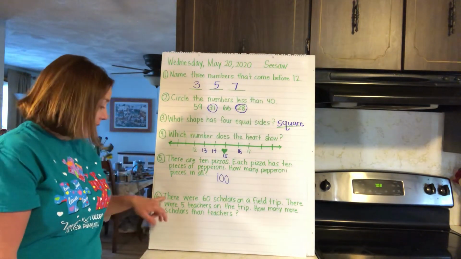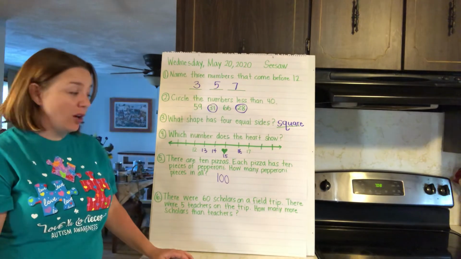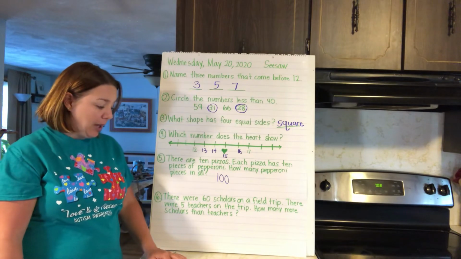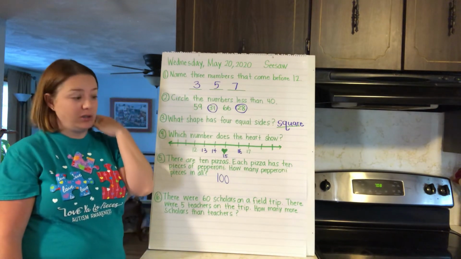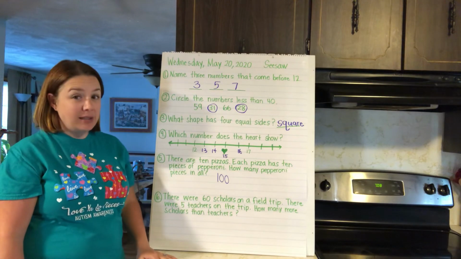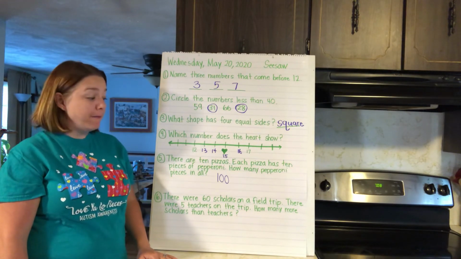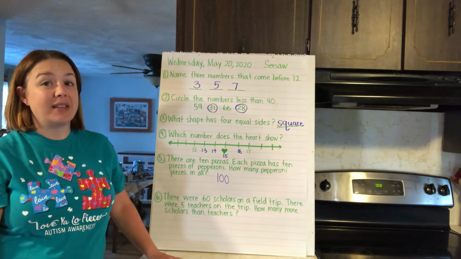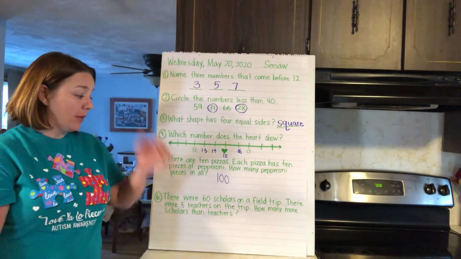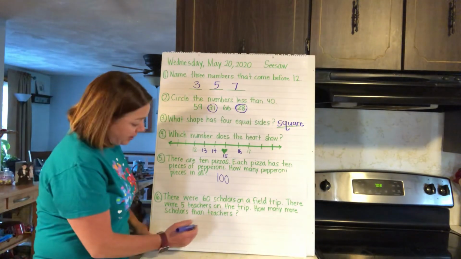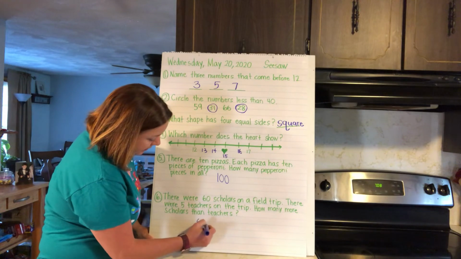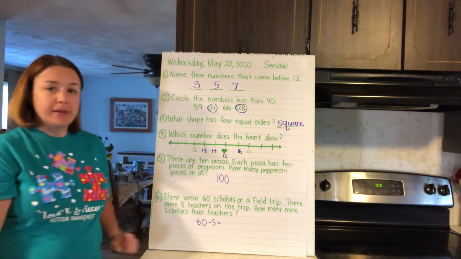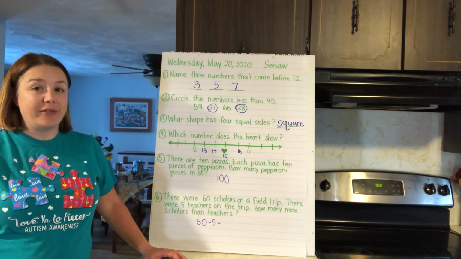Sounds delicious. Number 6. There were 60 scholars on a field trip. There were 5 teachers on the field trip. How many more scholars than teachers? So there's 60 scholars and 5 teachers. How many more scholars than teachers? If you need help on that one, you can think about this number sentence. 60 take away 5.